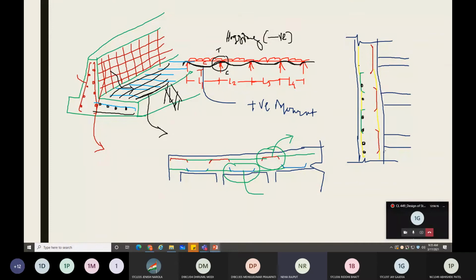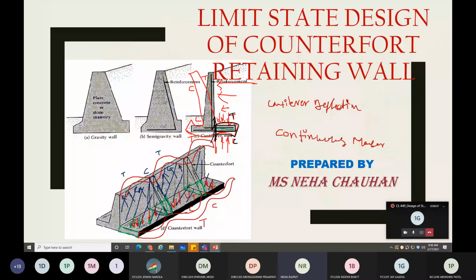So the black reinforcement in the cantilever is the distribution steel, but for counterfort this will be the main reinforcement. What you provide parallel to the length, that will be the main reinforcement for the counterfort heel slab, and parallel to the width of the heel, that will be the distribution steel. So this is the difference between the heel reinforcement in cantilever and the heel reinforcement in counterfort.